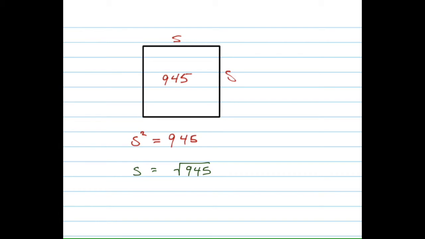That makes sense? If we're going to get the area by multiplying one side length by itself, and we get 945, then the side length is the square root of 945. Now they want us to figure out what the approximate value of the square root of 945 is without using a calculator. So let's think about what it could be. Where would the square root of 945 be? It has to be sandwiched between two perfect squares. We've got to figure out what they are.